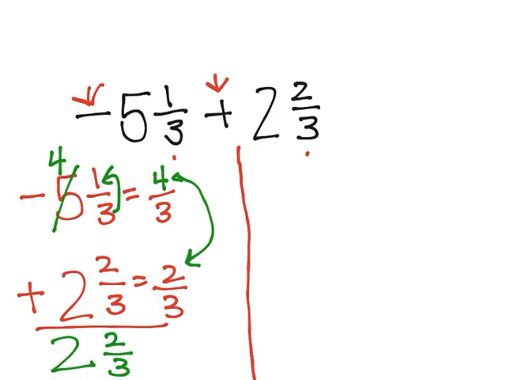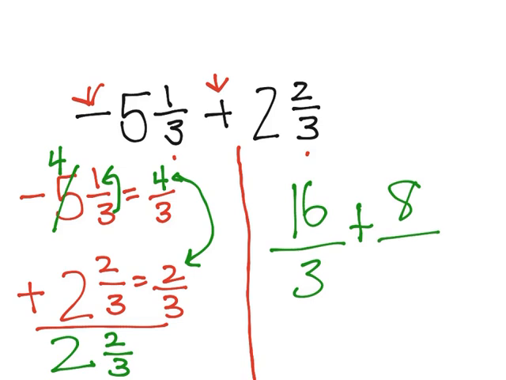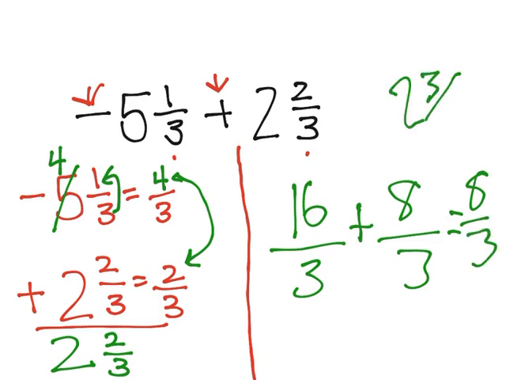Okay, so I changed them to improper fractions. 5 1/3 as an improper fraction is 16/3. Since the signs are different, you subtract, but we're still going to put the addition sign. And then 2 2/3 as an improper fraction is 8/3. So when I subtract them, I get 8/3, and 8/3 as a mixed number is 2 2/3.